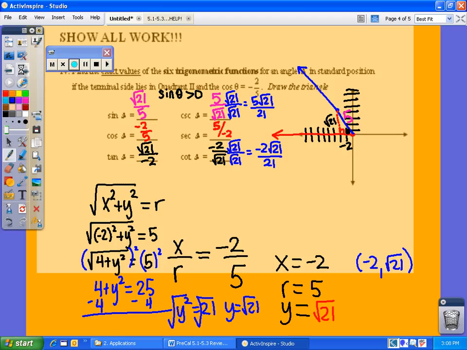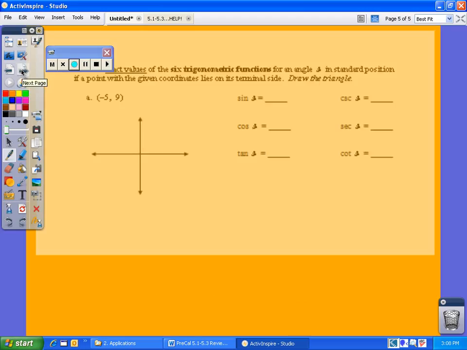Alright, one more. In this one, you can actually draw the point or plot the point. Remember, your initial side is always going to be a straight line horizontally. Your terminal side actually comes from the point. So we go left 5 and up 9.